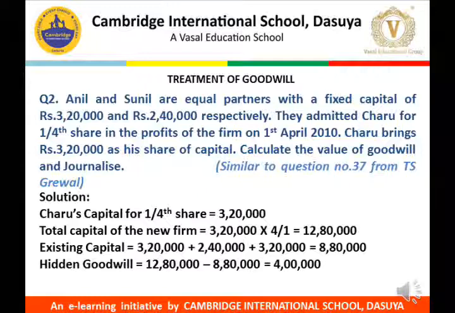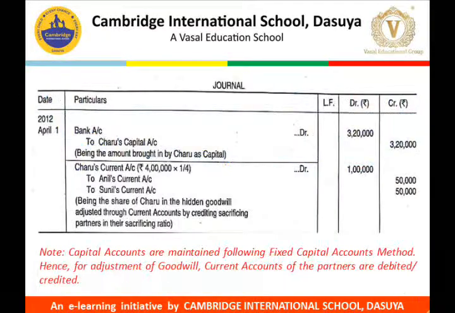Now we will calculate the value of goodwill, which is called hidden goodwill. It is 12,80,000 minus 8,80,000 comes to 4 lakh. This 4 lakh rupees is the value of total goodwill of the firm. Out of this 4 lakhs, Charu's share would be 4 lakh into 1 by 4, that is 1 lakh rupees, which he must bring as premium for goodwill.